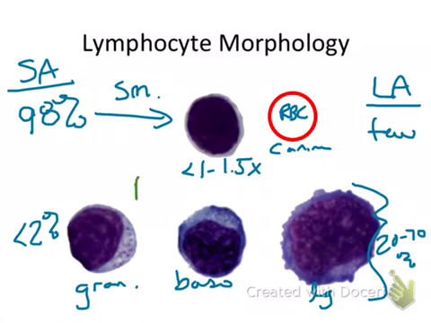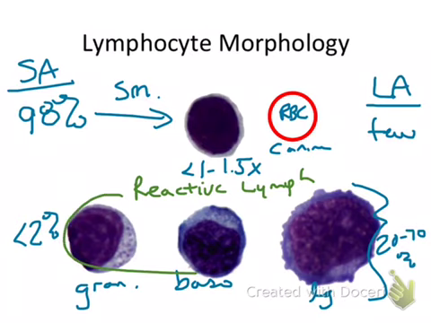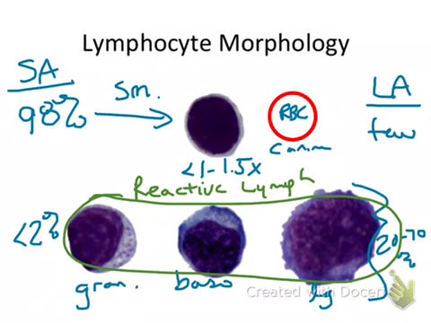So when you see the term reactive lymphocytes on a CBC report, that usually means that there's increased percentages of these forms that I have shown at the bottom: granulated lymphocytes, more basophilic lymphocytes, or larger lymphocytes.